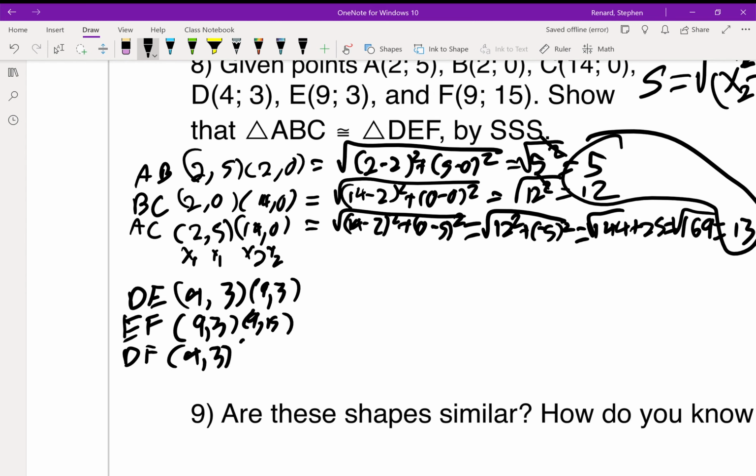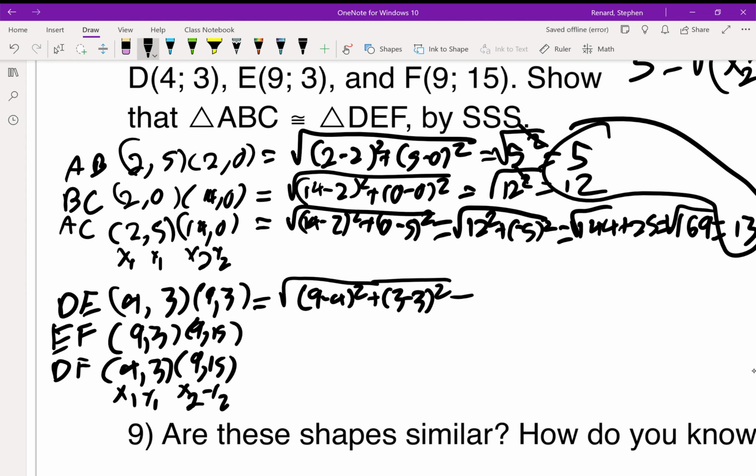Let's get after it. This side right here, square root of 9 minus 4 squared plus 3 minus 3 squared. 3 minus 3 is 0, so that cancels out. 9 minus 4 is 5. So we have the square root of 5 squared, which is just 5. Here we have 9 minus 9 squared, that's going to be 0, going to disappear. Plus 15 minus 3 squared. 15 minus 3 is 12, and the square root of 12 squared is 12.